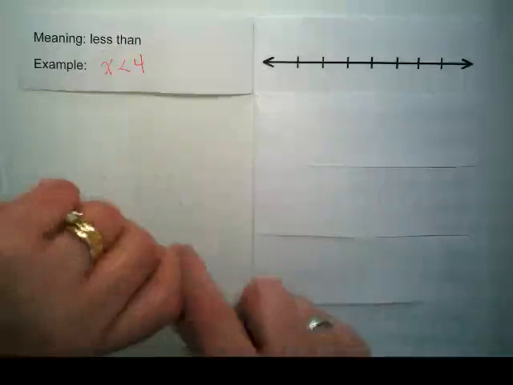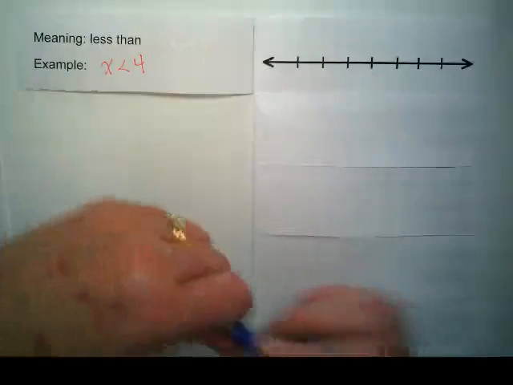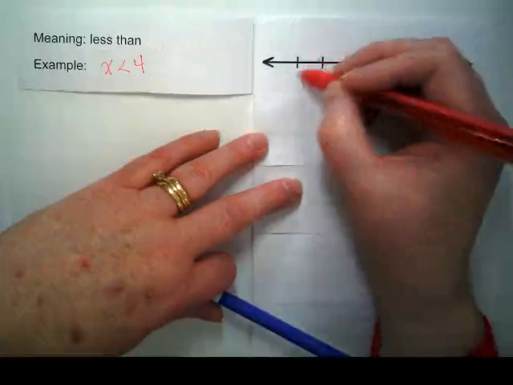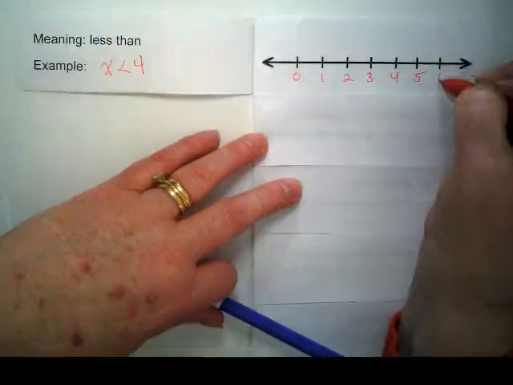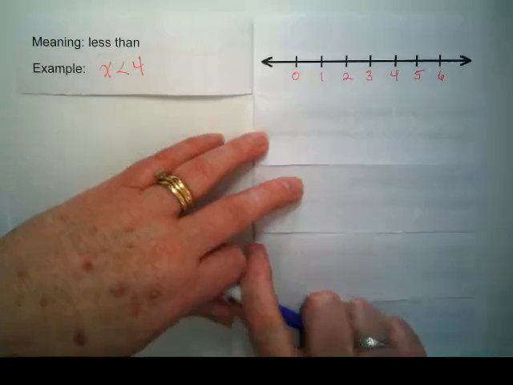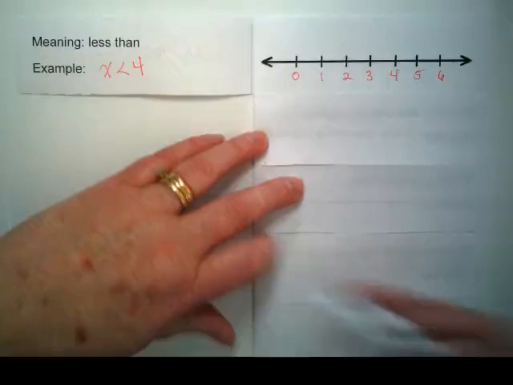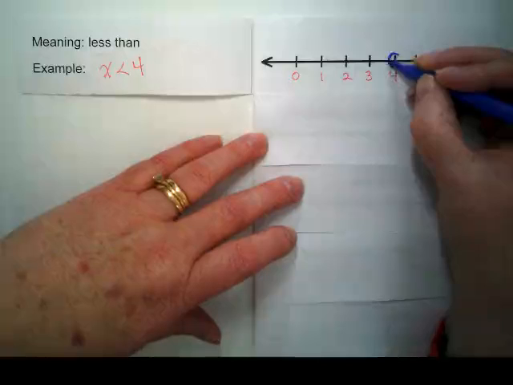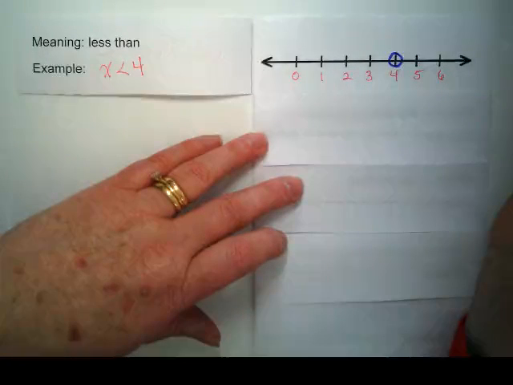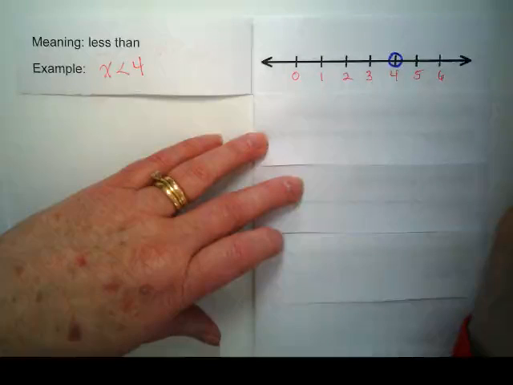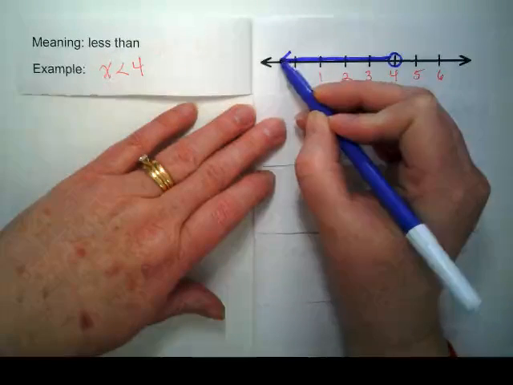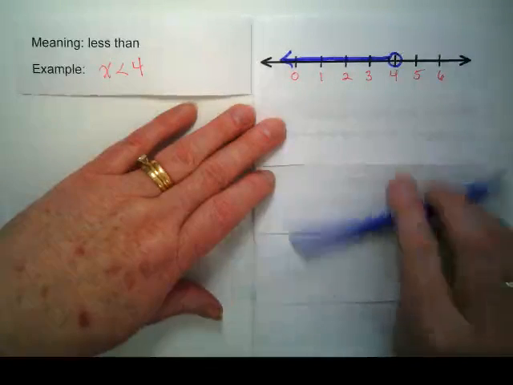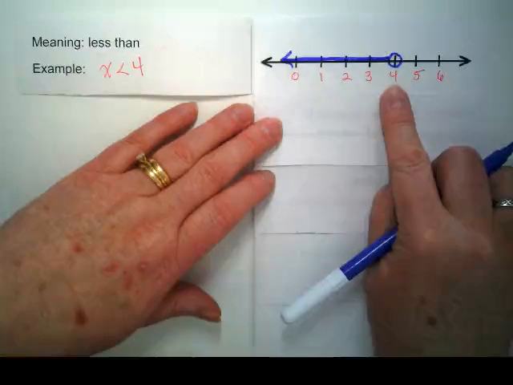On our number line, let's just start with this being the 0. We show that x is less than 4 when we circle the 4, and then we draw an arrow showing that everything less than 4 could make x true. So the arrow is going to go to the left. We use an open circle because 4 would not make x true.